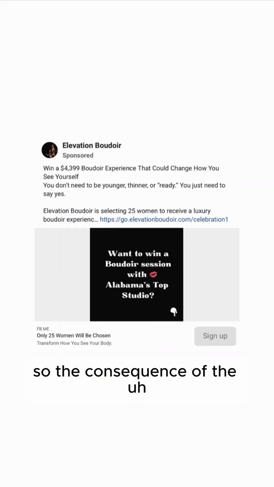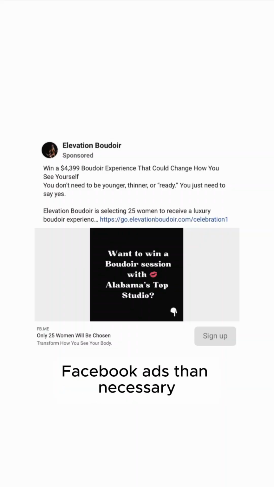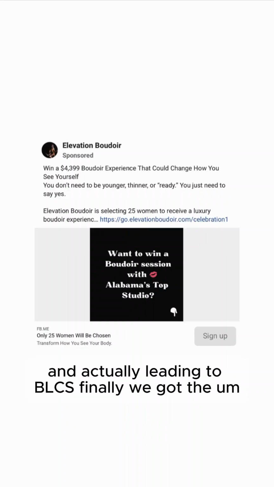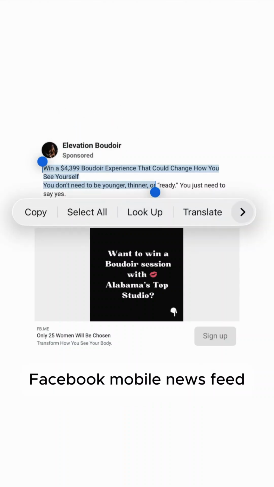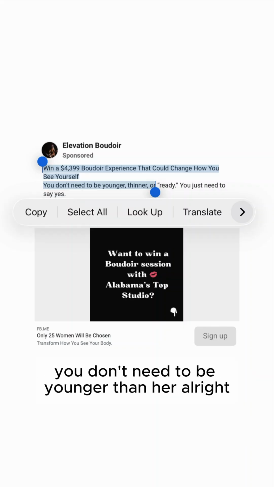So the consequence of the looks like an ad mistake is that we're gonna have way more women scrolling by our Boudoir Facebook ads than necessary, pulling our unique CTR all under 6%, and actually leading to BLCS. Finally, we got the see more headline, first 2 3/4 lines, Facebook mobile news feed. Win a $43.99 Boudoir experience that could change how you see yourself. You don't need to be young or thinner.